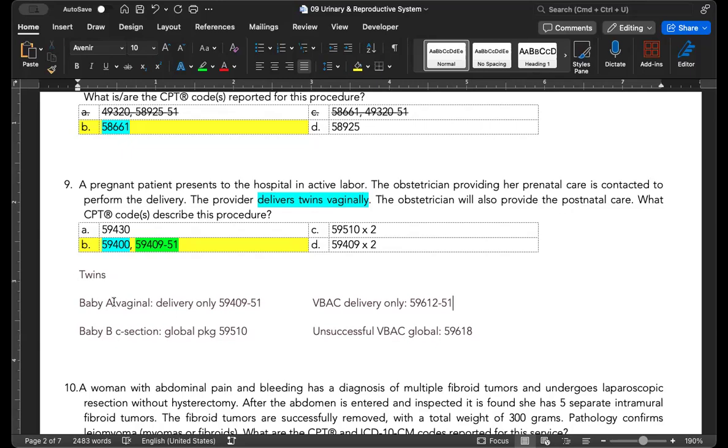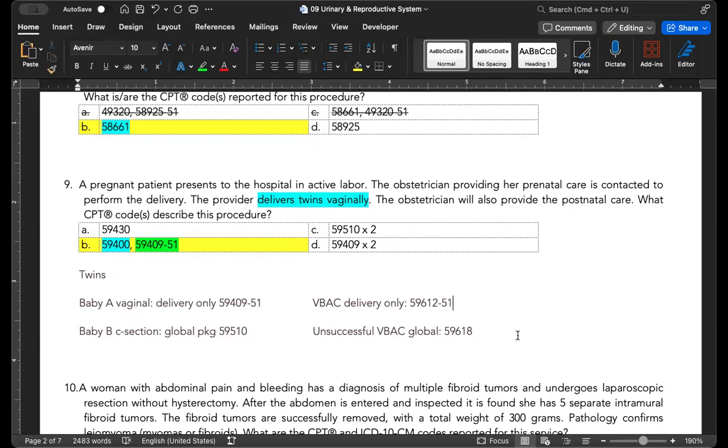Does that make sense with the VBACs? So same concept. Baby A's vaginal. It's just a matter of whether there was a previous C-section. Okay. Any questions on VBACs or twins where one is vaginal, one is not vaginal?